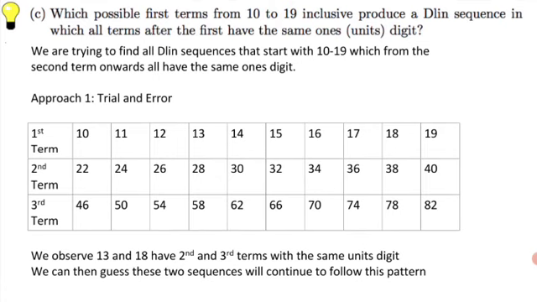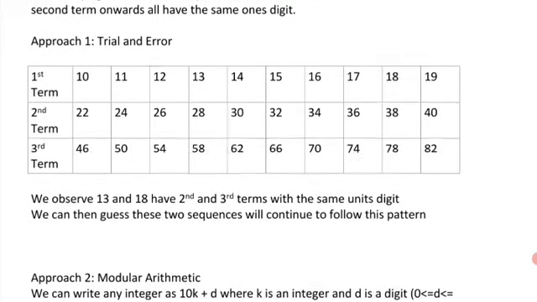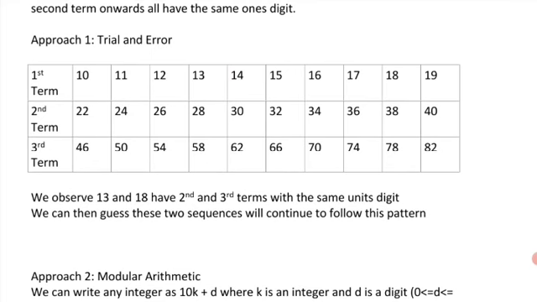So for this question, we're actually trying to find all the d-lin sequences that start with 10 to 19, which from the second term onwards all have the same ones digit. For this, let's take a look at two different approaches. The first approach will be a trial and error approach. Because we're looking for a sequence where the second term onwards all have the same ones digit, let's go ahead and compute all the second terms for which the first term is from 10 through 19.